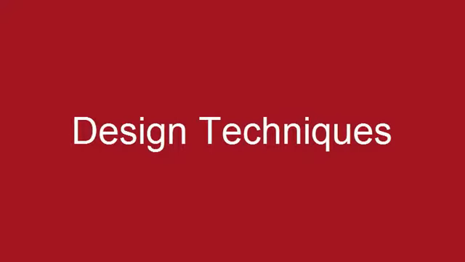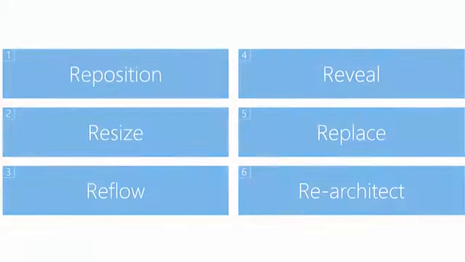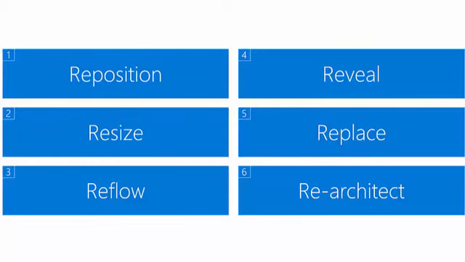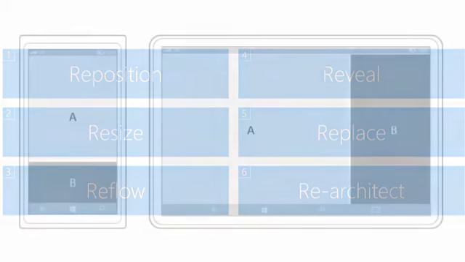All right, so talking about design techniques for adaptive UI, really focus on what we call the 6 R's, what I call the 6 R's. It might just be me. And the 6 R's consist of 6 different techniques that all start with R, as you might expect. So the first one is reposition. Now things might just need to be repositioned from to the right of something to the bottom of something, or repositioned somewhere else on the screen.